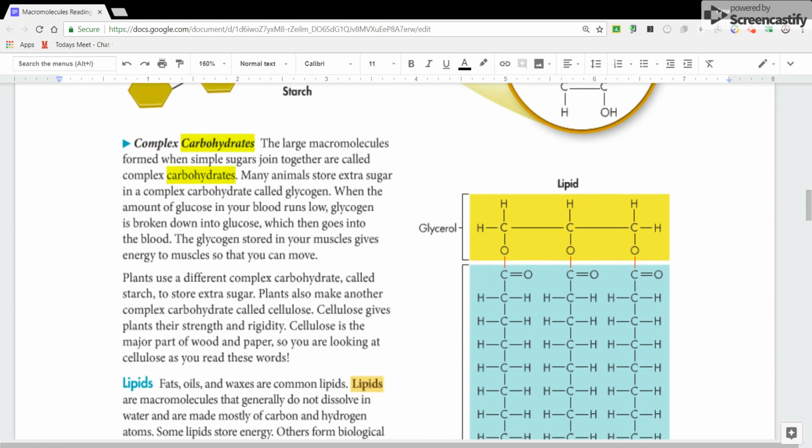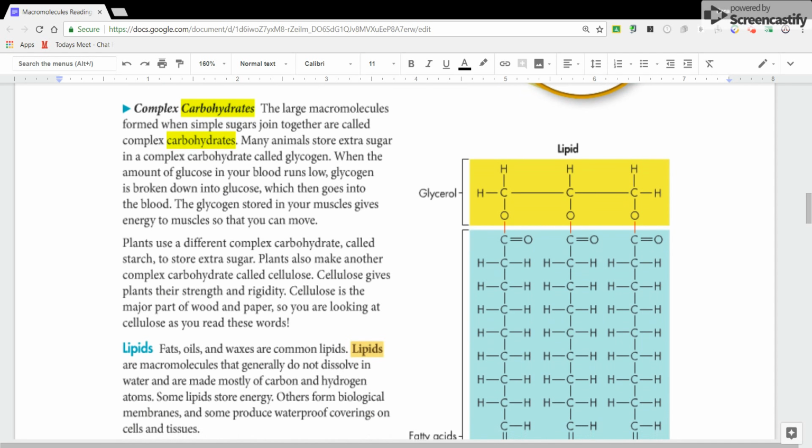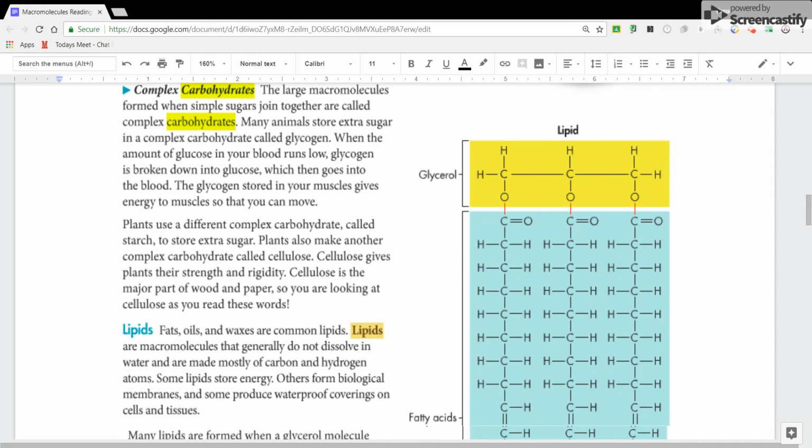Complex carbohydrates. The large macromolecules formed when simple sugars join together are called complex carbohydrates. Many animals store extra sugar in a complex carbohydrate called glycogen. When the amount of glucose in your blood runs low, glycogen is broken down into glucose, which then goes into the blood. The glycogen stored in your muscles gives energy to muscles so that you can move.